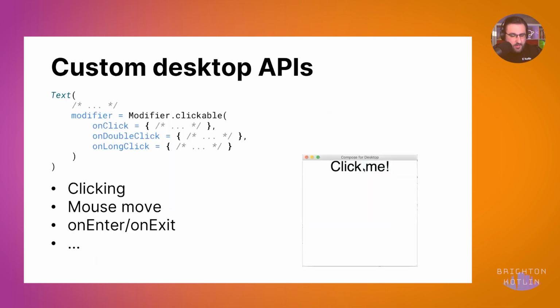Now, generally, pretty much all the Compose APIs that you can find on Android, you can also find on the desktop. So pretty much all of the features you can just transfer over. And honestly, this was how I first fell in love with Compose for desktop.